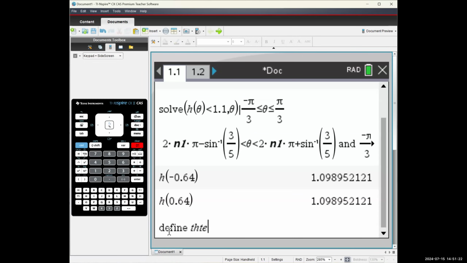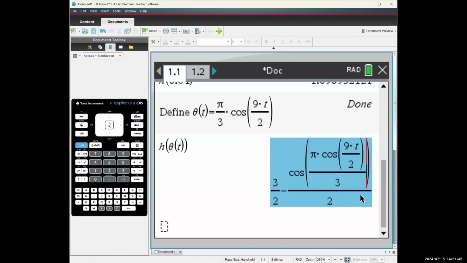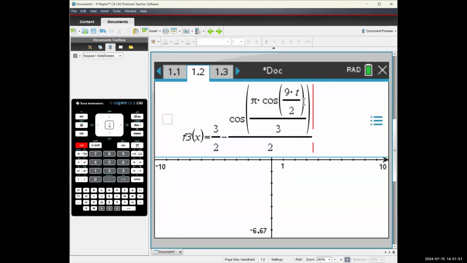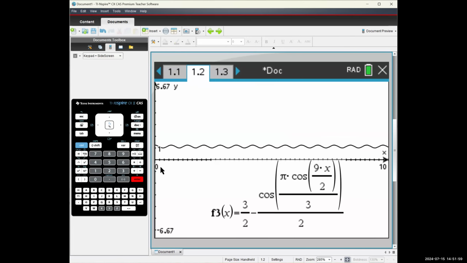Define theta of t is assigned to, let's say, pi over 3 cosine of 9t over 2, okay? And h of theta of t is going to be this function, okay? And then now I'm going to plot this function as a new graph. Change this to x. Okay, quite small to observe what happens. So I probably will change this to 0 and change this to 30, okay?